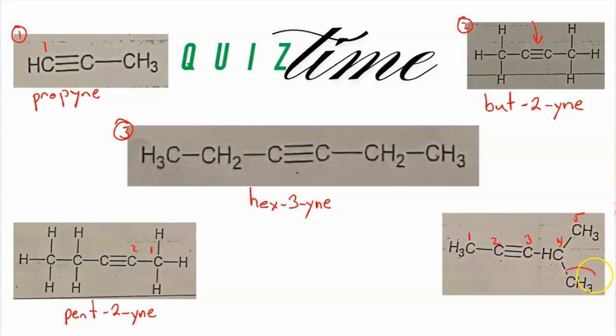And finally, on this last one, looks like we have 1, 2, 3, 4, 5. So we have a 5-carbon chain with a methyl group attached to that 4th carbon. So this is going to be called 4-methyl. And a 5-carbon chain, so pent, with that triple bond on the 2nd carbon, so 2-yne. 4-methylpent-2-yne. How did everyone do? Ready to move on? Let's keep going then.